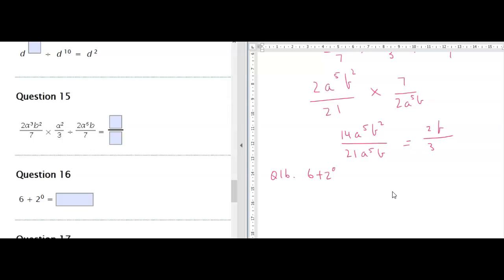All right, question 16. 6 plus 2 to the power of 0. Remember, 2 to the power of 0 is just 1, so that's 6 plus 1, which is 7.